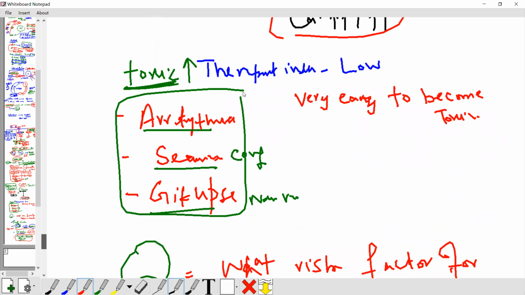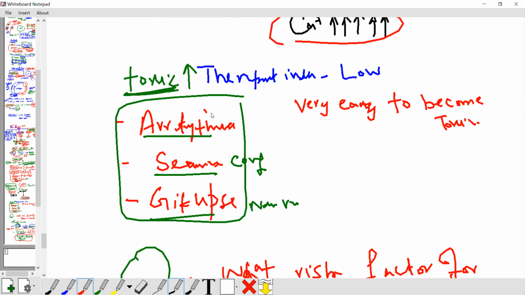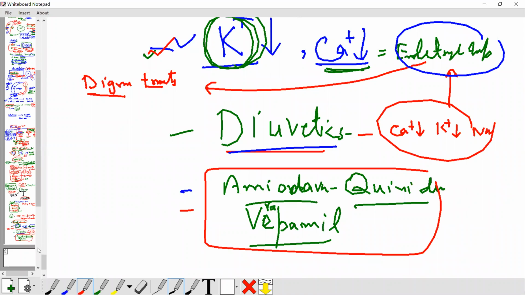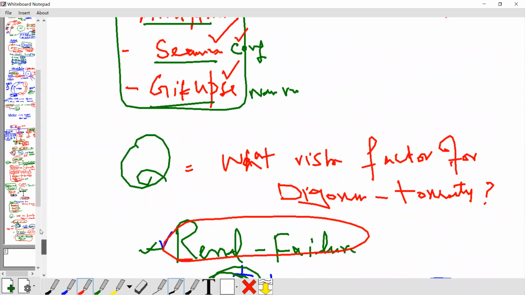Digoxin in a toxic state causes what? Erythema, seizure, confusion, GIT upset. It affects the brain, the heart, and the GIT. And what are the risk factors for digoxin toxicity? Number one, if the patient has a kidney problem, you must take care when you use digoxin. If the patient has electrolyte imbalance, is on diuretics, is on antiarrhythmic drugs like amiodarone, quinidine, and verapamil. These drugs induce digoxin toxicity. Clear?